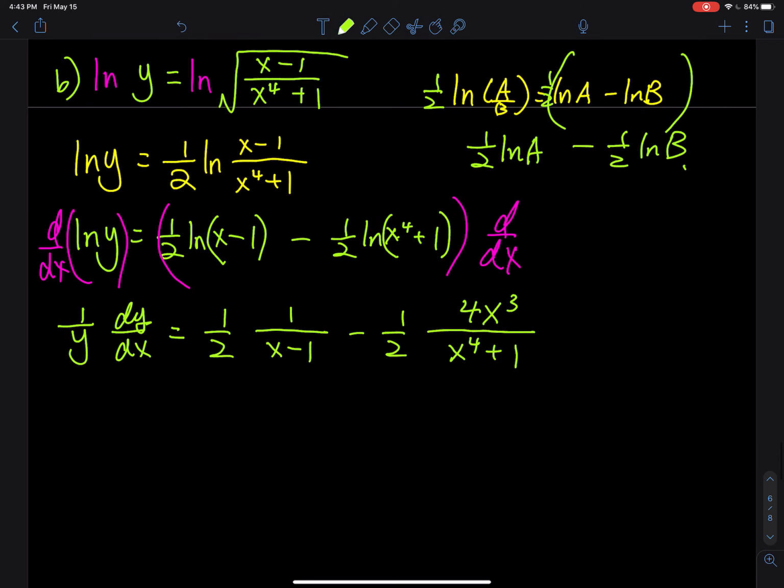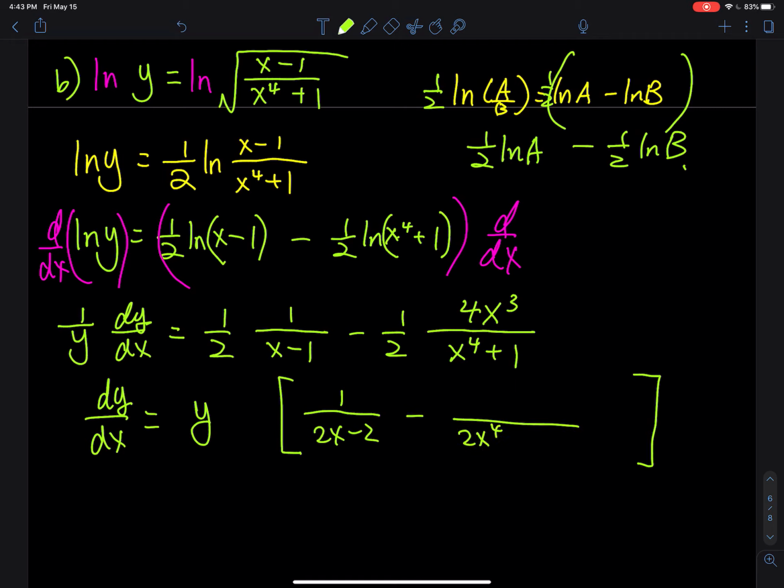So first we multiply the y to the other side, then dy dx. Here is what you can do. I'm going to draw the right now, and then I bring everything together. 1 divided by 2x minus 2. If you don't want to distribute, that is fine. Minus 2x to the 4 plus 2, and then this is 4x to the 3rd.